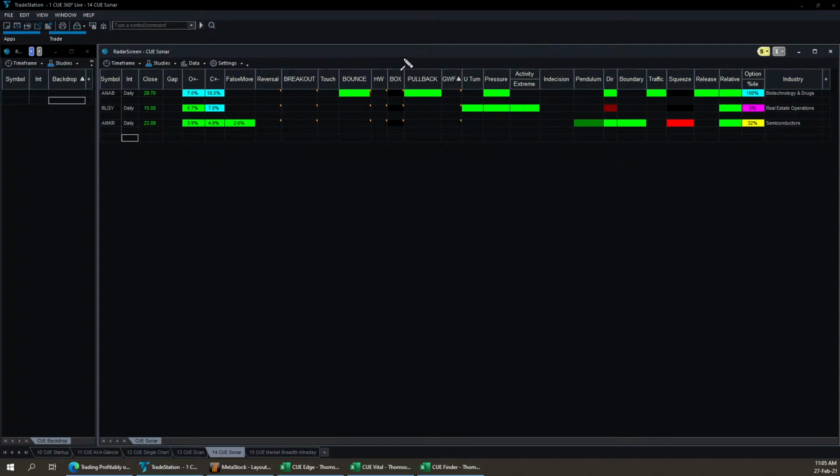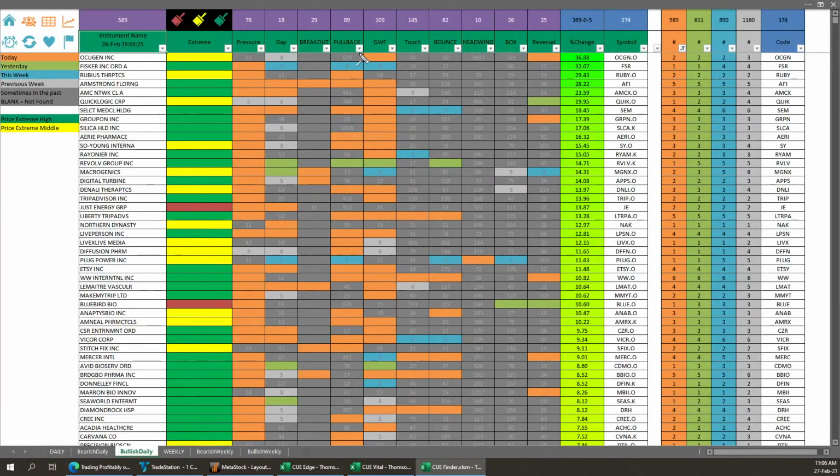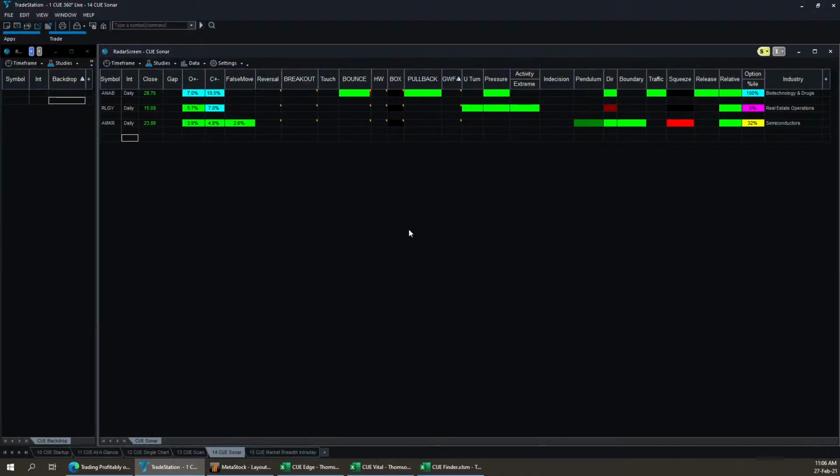Another addition to Q Elite Sonar is the pullback. If you remember, on Q Finder we already had the pullback. That is a technique to take long positions or short positions. That pullback is now added to Q Elite also.